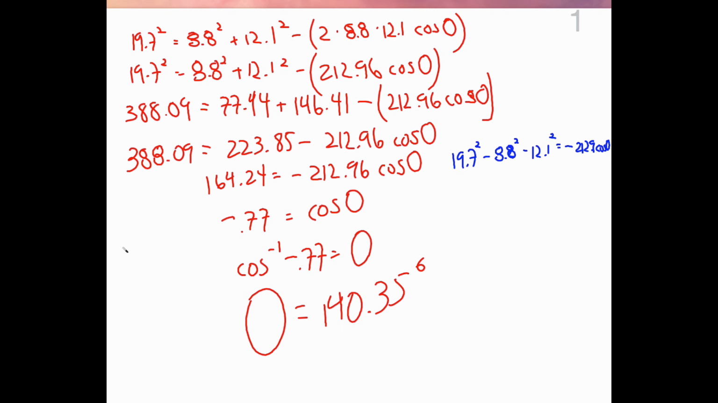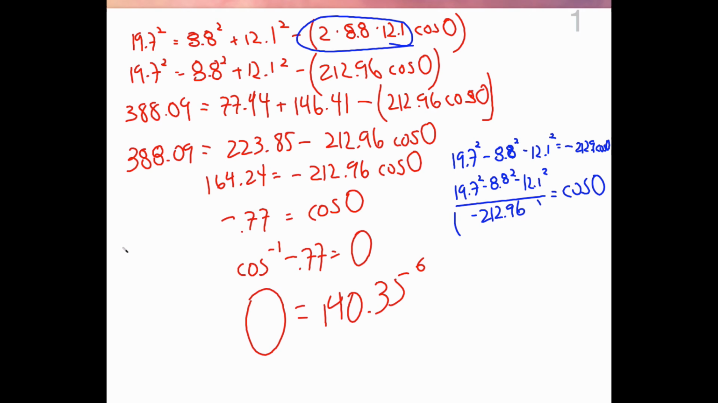Then divide by this. So 19.7 squared minus 8.8 squared minus 12.1 squared, all divided by negative 212.96 will equal the cosine of O. And if you're feeling saucy, you don't even need to multiply this out. You could just take all this business up here and put it down in the bottom, also known as the denominator.